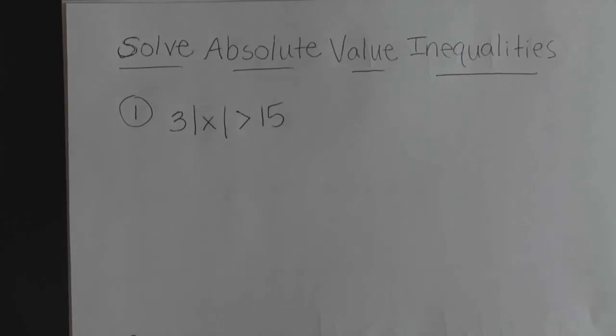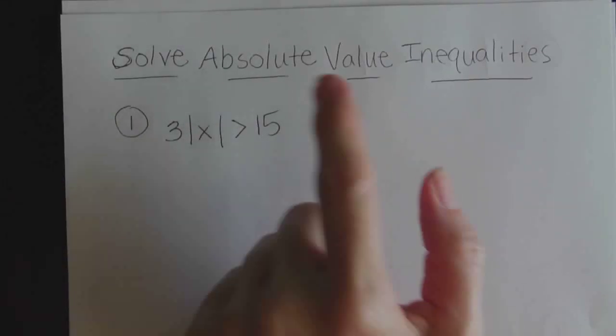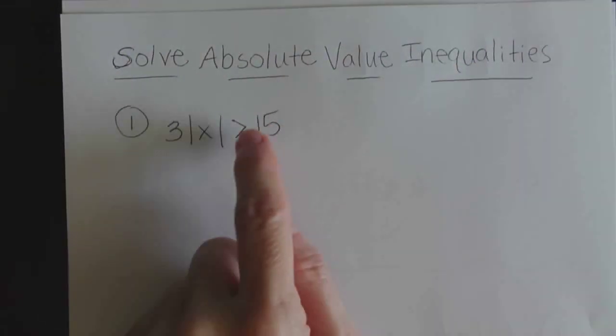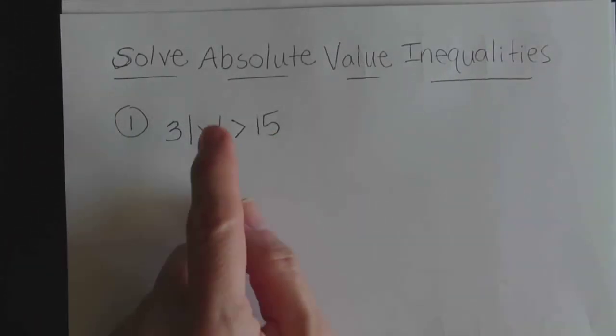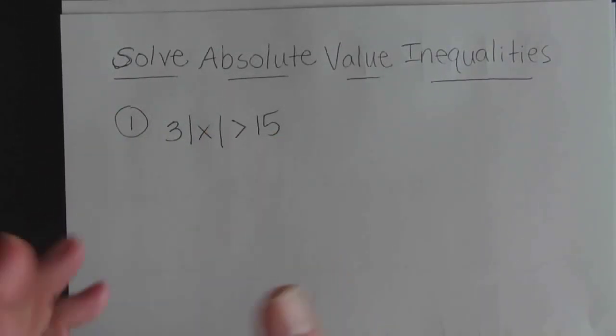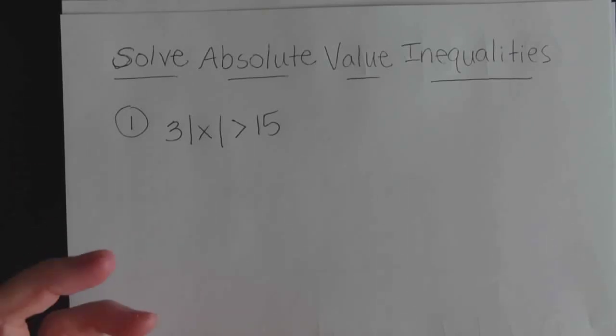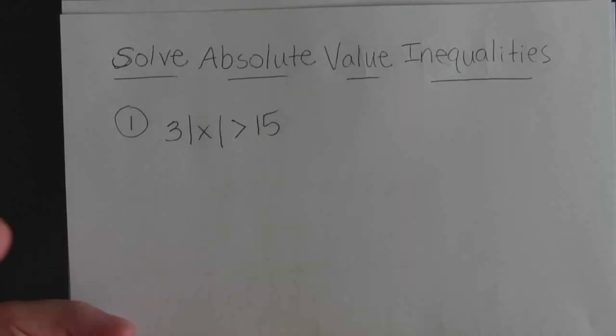So if you watched the last lesson, we did something very similar, except that all of our absolute values were equations. So we had equal to signs here. Today we're going to talk about what happens when you switch that to a greater than or a less than, or greater than or equal to, or less than or equal to.